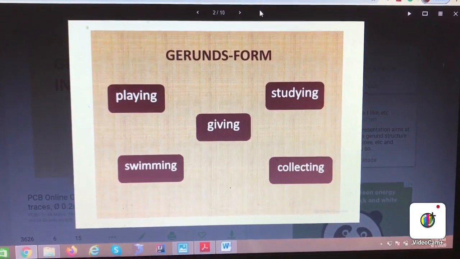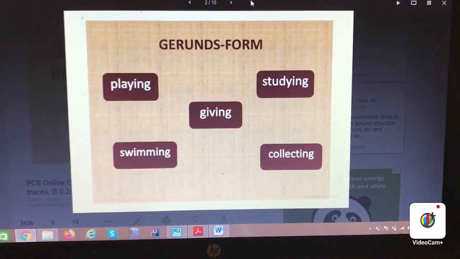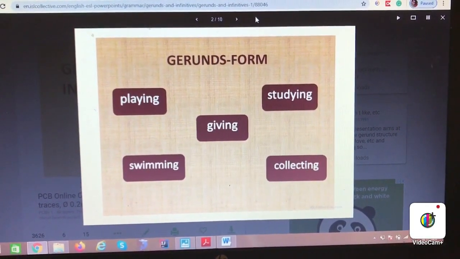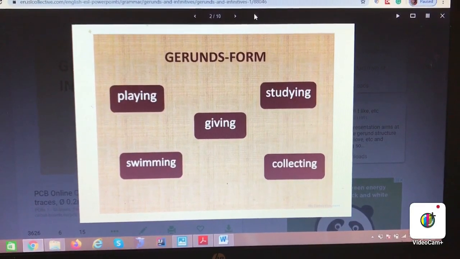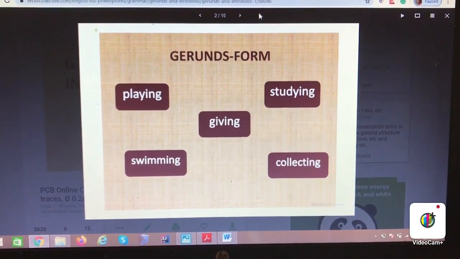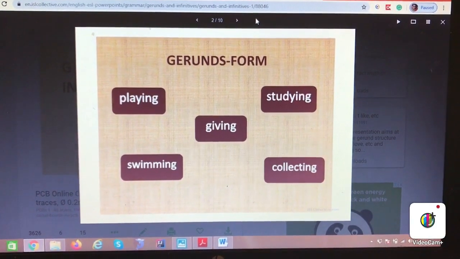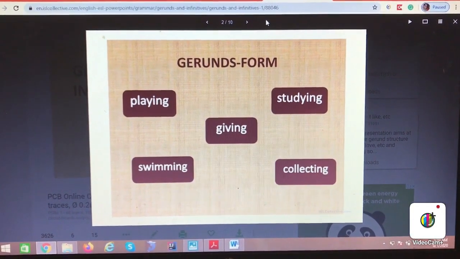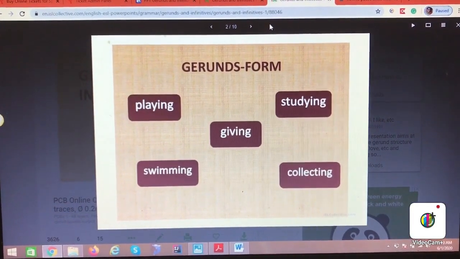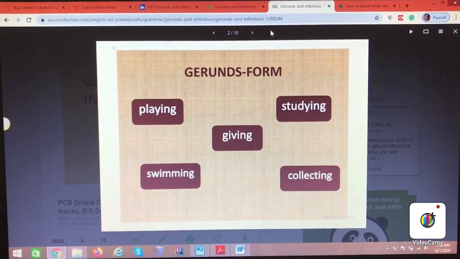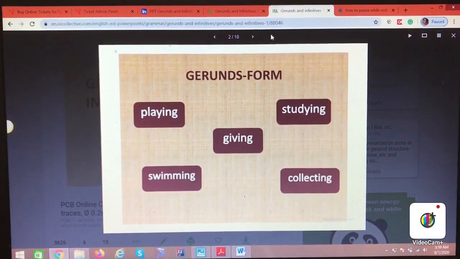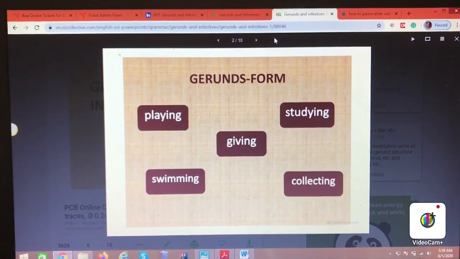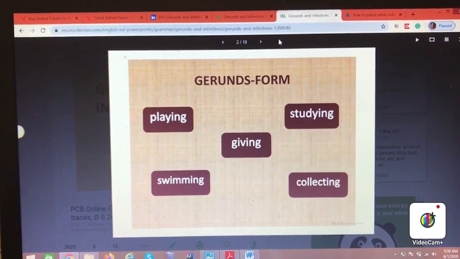And after removing ing from these words, we will get 5 new words which are actions: play, swim, give, study, collect. These all are verbs. So after adding ing to a verb, we are getting a gerund. But there is a confusion here. As we have studied continuous tense before, we use the ing form of a verb in continuous tense. But gerunds do not act as verbs. We use gerunds as nouns. Let's see.